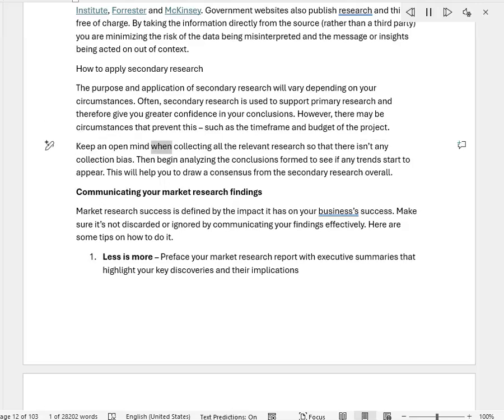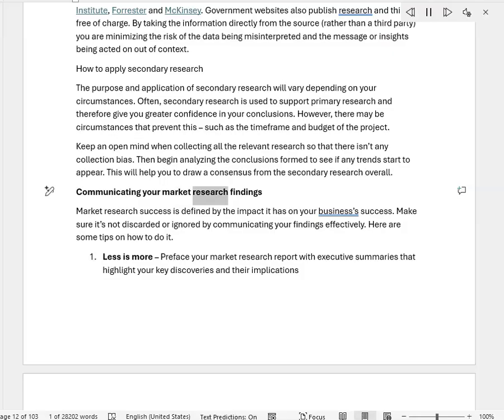Keep an open mind when collecting all the relevant research so that there isn't any collection bias. Then begin analyzing the conclusions formed to see if any trends start to appear. This will help you to draw a consensus from the secondary research overall.